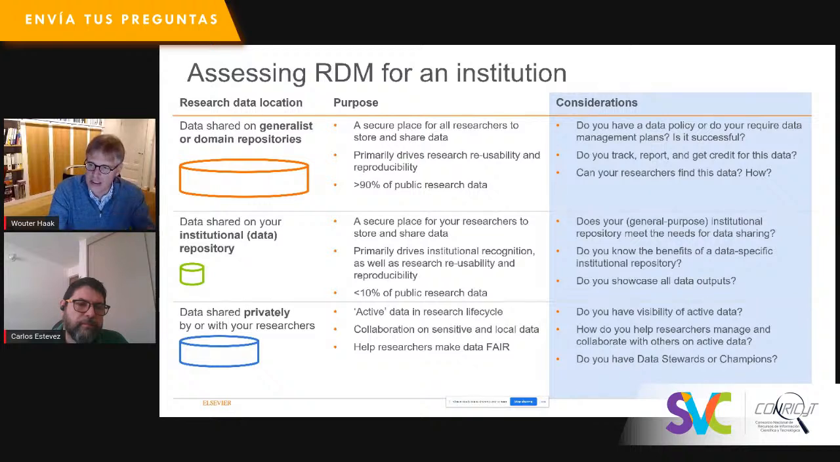The good news is that it also helps you. If you share data, it helps in terms of impact because you will get more citations, and it will help in terms of collaborations. So you will attract more international collaborations.